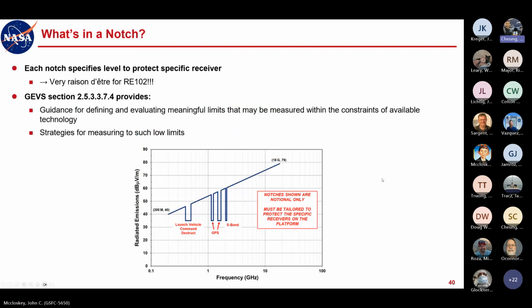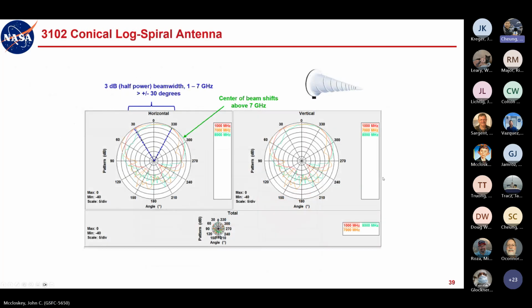Hey, John. Yes, Ed again. Could you go back to the log? Yeah, I've never seen that before. I guess it depends on how the spiral is wrapped, and that center beam has some orientation with respect to the way the wrap starts.